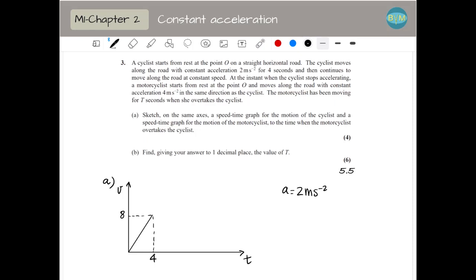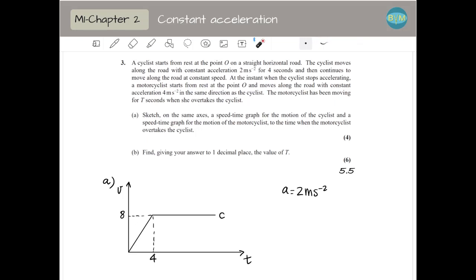And then it's going to be constant speed. They don't say how long, right? So they say, and then continues to move along the road with constant speed. So this is our cyclist. We are going to write C for cyclist, for example.